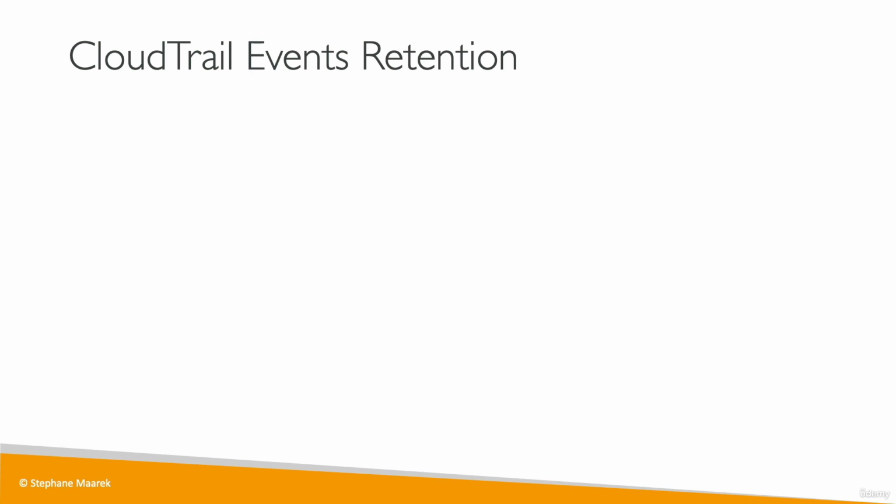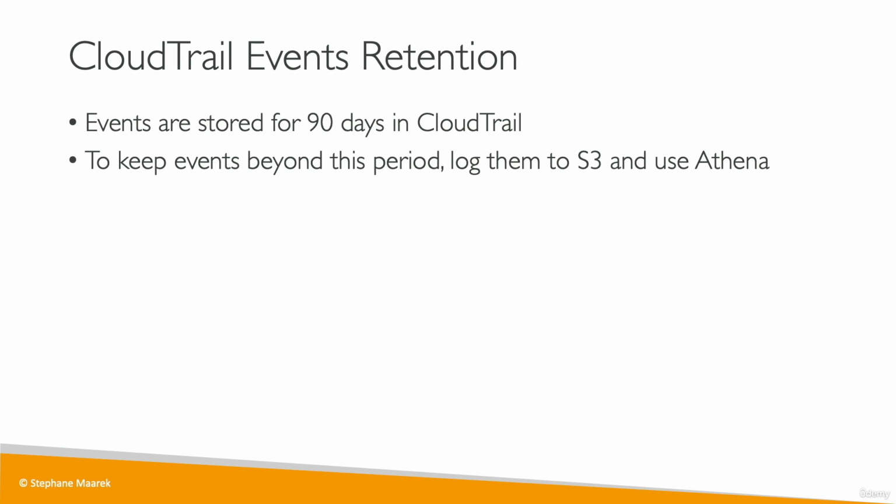Finally, let's talk about CloudTrail event retentions. So events by default are stored for 90 days in CloudTrail, and then afterwards they're deleted. But sometimes you may want to have events for longer in case you want to go back to something that happened maybe a year ago for audit purposes. And so to keep events beyond this period, what you have to do is that you have to log them to S3, so send them to S3, and then you would use Athena to analyze them.